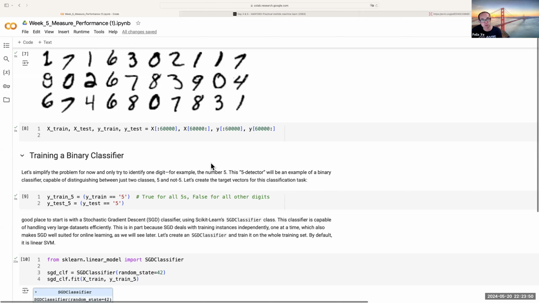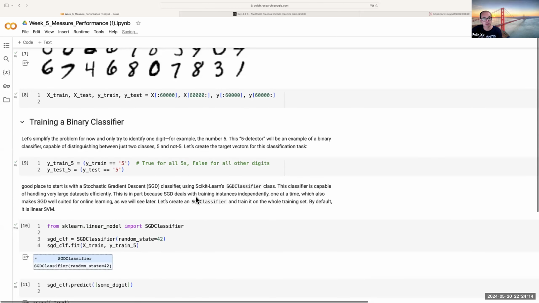So what we're going to do is create the target vectors based on that. My y_train_5 is like that, and this is my y_test_5. It will be true for all 5s and false for all other digits. So it will be 1 if we hit a 5, and 0 for other digits.